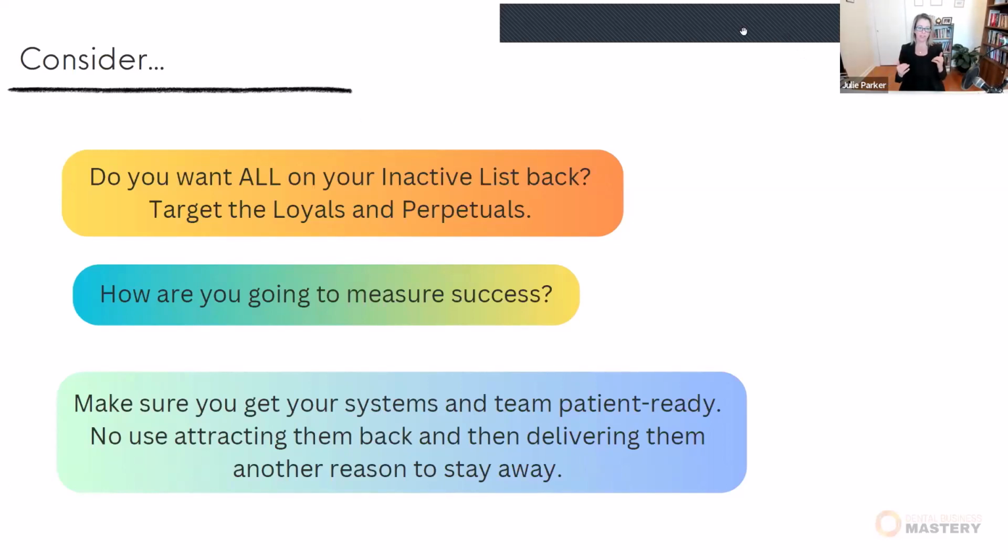The third consideration is, make sure you get your systems and team patient ready. No use attracting people back and then delivering them another reason to stay away. So just consider this kind of scenario, that you have got a really rude dental receptionist. She's been there for years and years and years. Nobody knows how to approach her about being a bit more polite to the patients, but she's a bit of a patient repellent. And you want to go through a reactivation process, and you are trying to appeal to some patients who left because your receptionist is crabby.